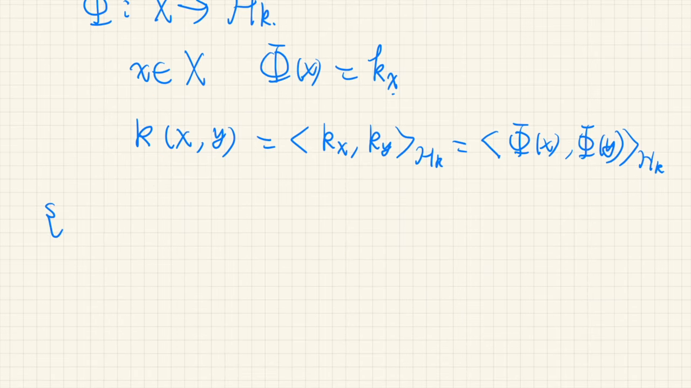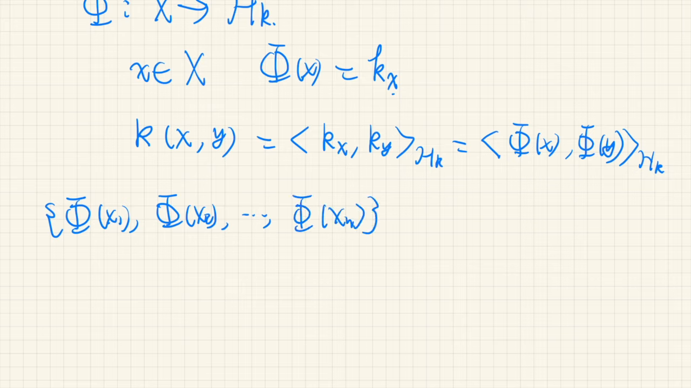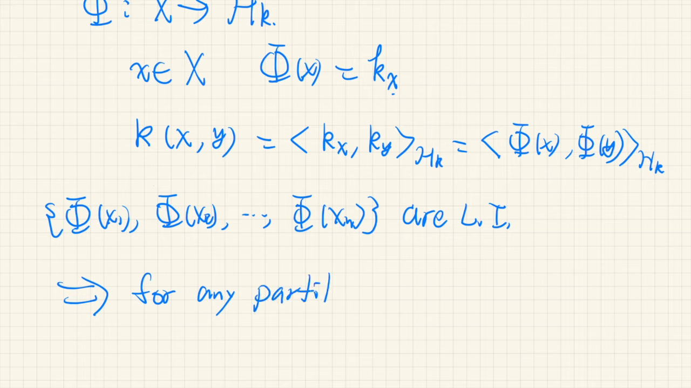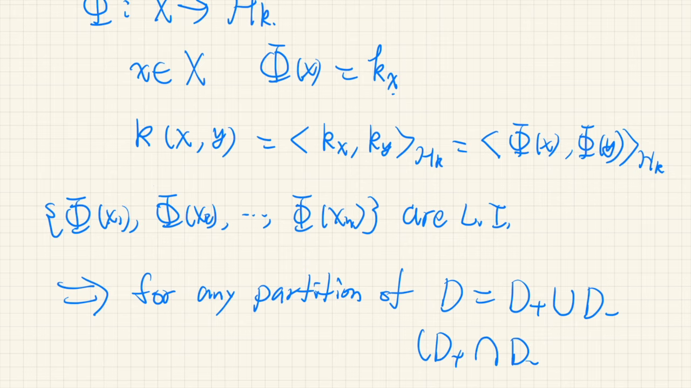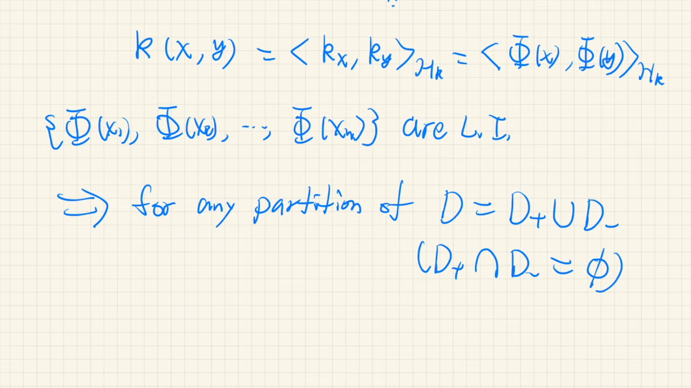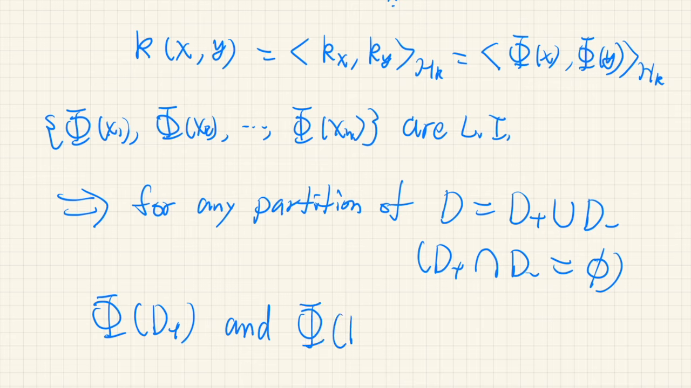Anyway, if these vectors phi of x1, phi of x2, and so on up to phi of xn are linearly independent, then for any partition of D, that is D plus union D minus, where D plus and D minus are disjoint, we have that phi of D plus and phi of D minus are linearly separable.